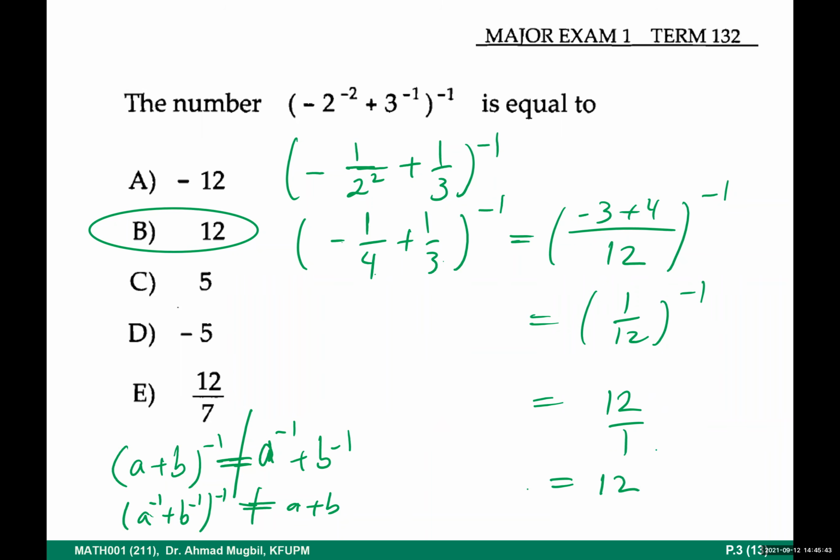Excellent. So if you did this mistake, I have noticed that some of you did this. They said this is just negative 2 to the power 2 plus 3, this is negative 4 plus 3, this is negative 1. This is not true, ya shabab. This is false. Be careful. You cannot distribute the power over the sum and the difference.